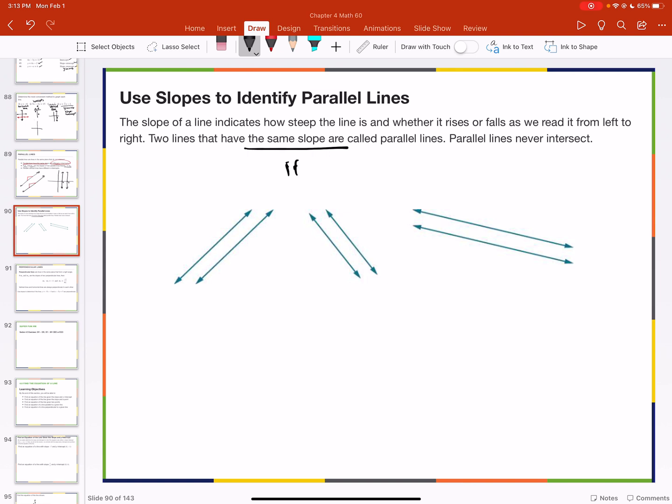So if the lines have the same slope, then the first graph is parallel. This little symbol means parallel. The double straight vertical lines, to the second equation, okay? All right, so that's parallel.